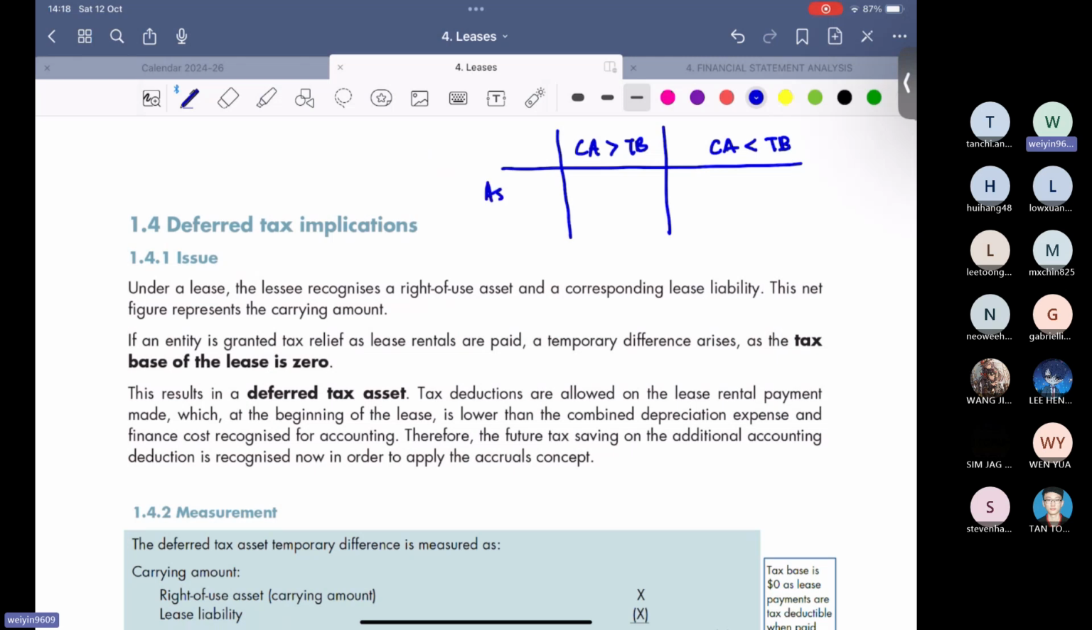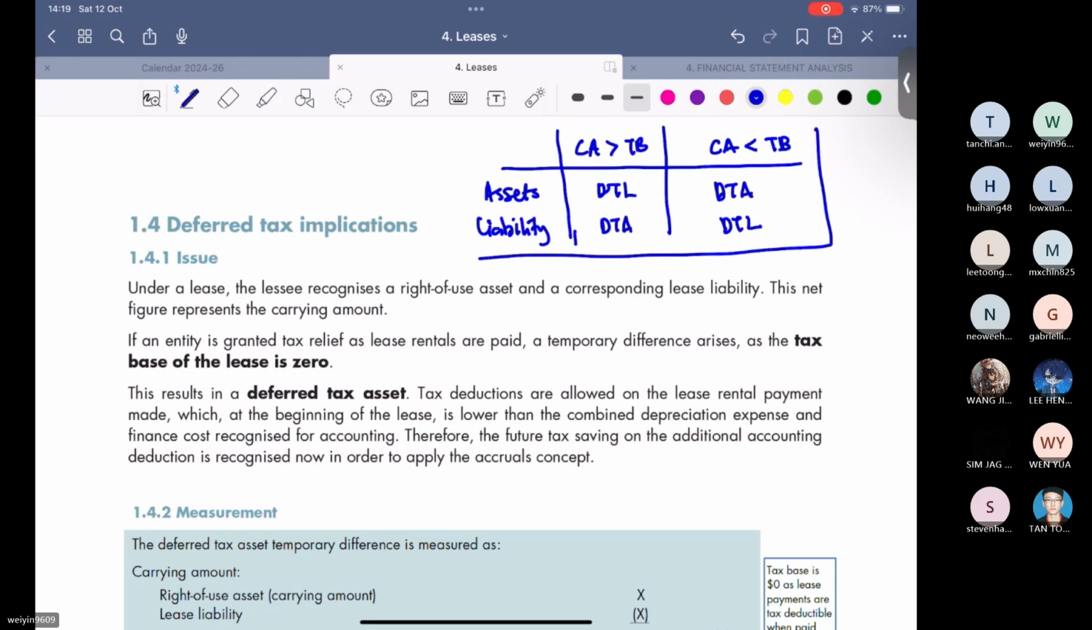If this is asset, it will be DTL. Then DTA, liability, DTA, DTL. Right, for you to identify. So under this one, deferred tax implication.